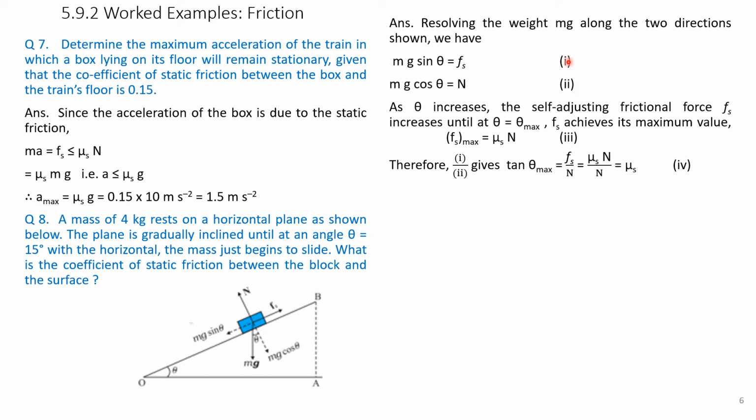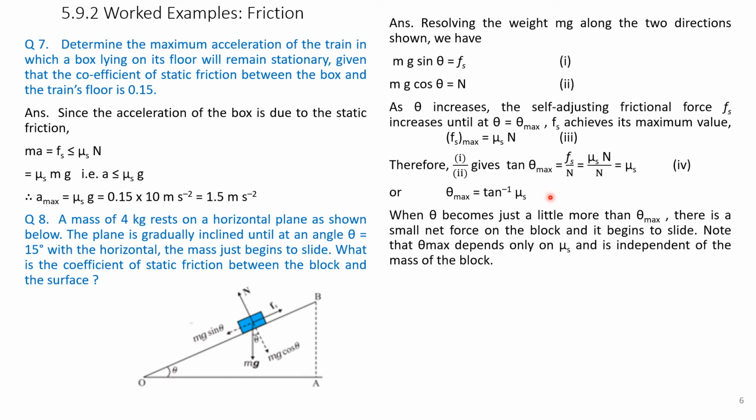Now dividing equation 1 by equation 2, we get tan theta max. Therefore, mg sin theta by mg cos theta, mg and mg get cancelled, and sin theta by cos theta is tan theta max. Tan theta max is equal to Fs by N, which is mu s into N by N, that is mu s. Therefore, tan theta max is equal to mu s. Let it be equation 4. That is, theta max is given by tan inverse of mu s. This is from our trigonometric knowledge.